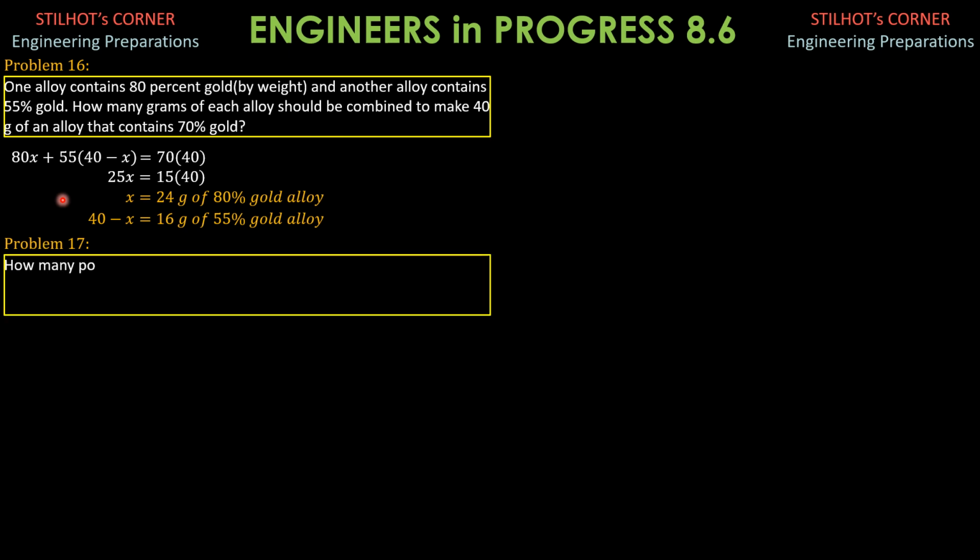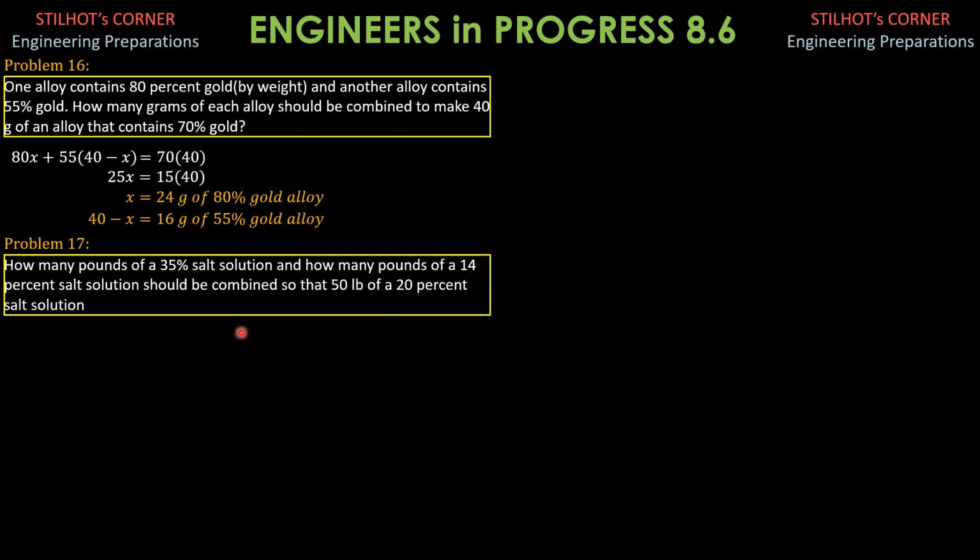So problem 17. How many pounds of a 35% salt solution and how many pounds of a 14% salt solution should be combined so that 50 pounds of a 20% salt solution are obtained? So we will call the amount of 35% salt solution x, to be combined with the 14% salt solution, which we will call 50 minus x, because the total amount after we combine these two solutions is 50 pounds of 20% salt solution.